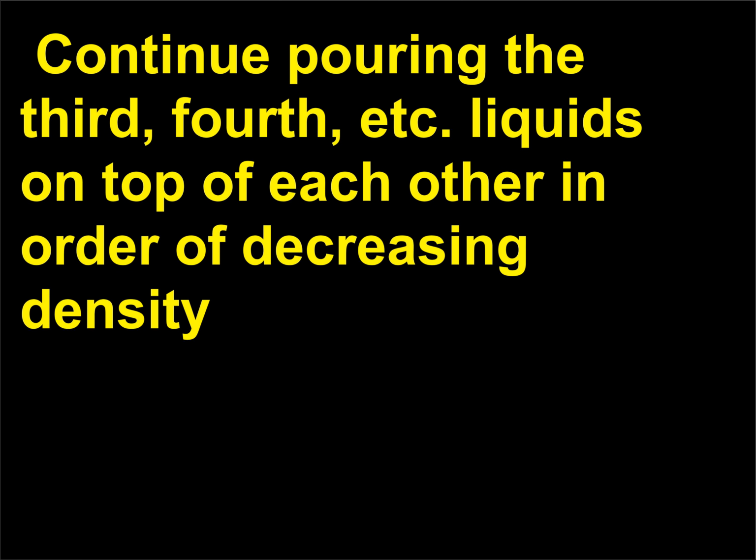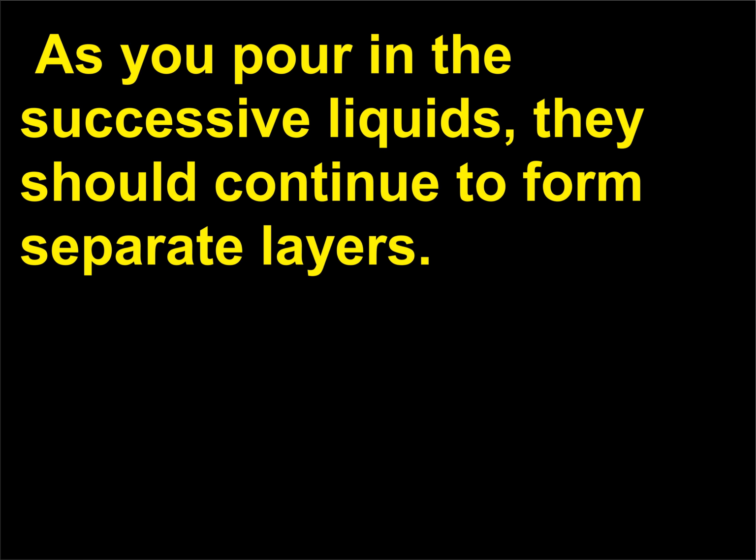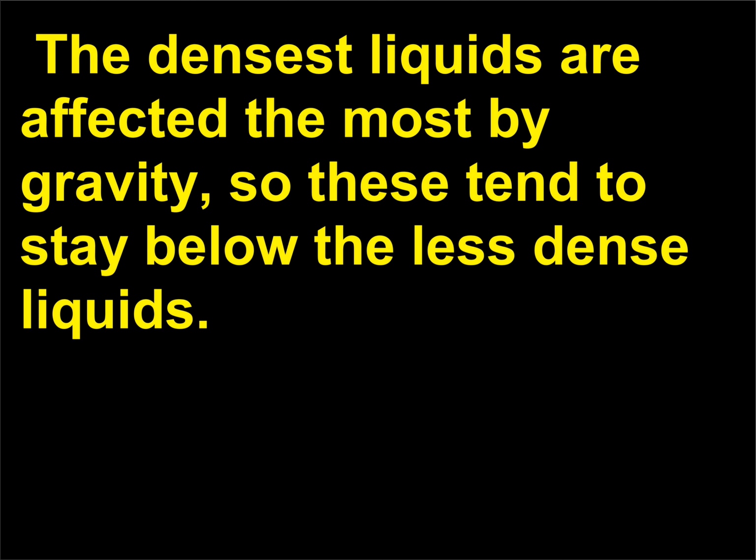Continue pouring the third, fourth, etc. liquids on top of each other in order of decreasing density. You can just follow the order of your liquids in the list above. As you pour in the successive liquids, they should continue to form separate layers. The densest liquids are affected the most by gravity, so these tend to stay below the less dense liquids.